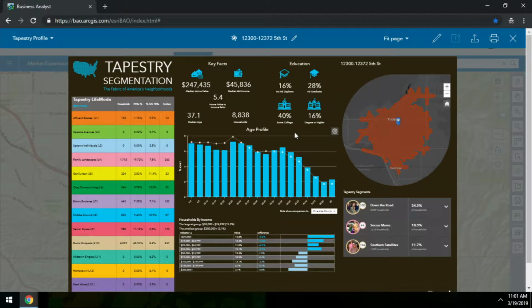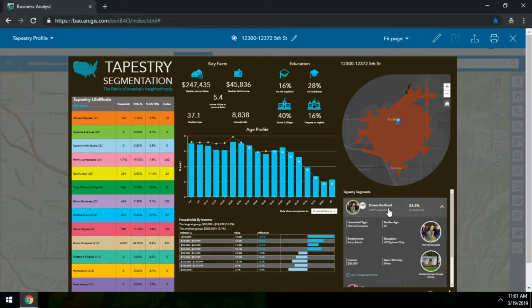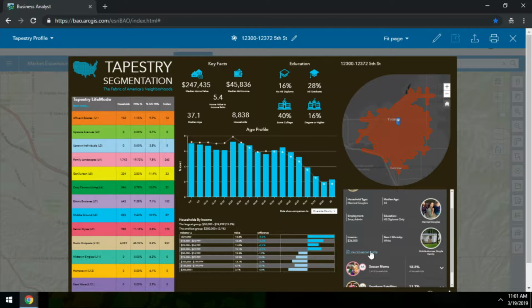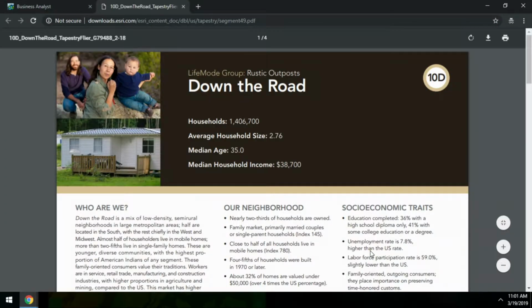A tapestry segment is Esri's classification of every person in the United States into 66 distinct groups. In Yucaipa, in that 5-minute drive time, this irregularly shaped polygon, the majority of the people there, at 34%, are called Down the Road. That's the segment that is there. So what does Down the Road mean? Well, let's take a look at it.